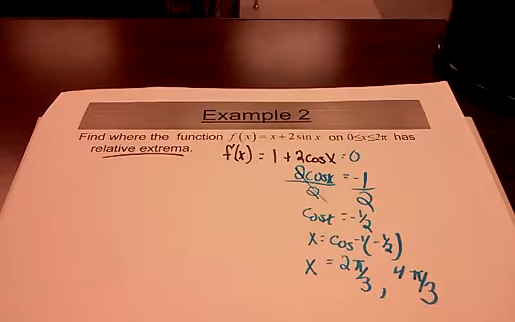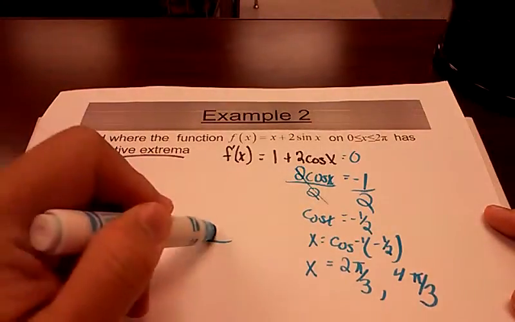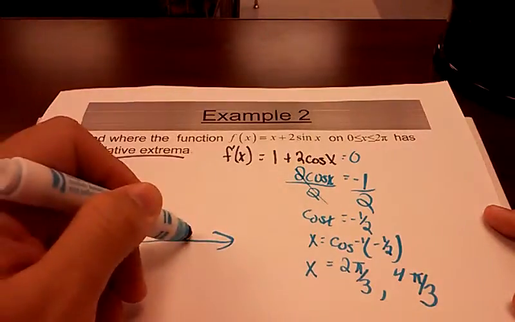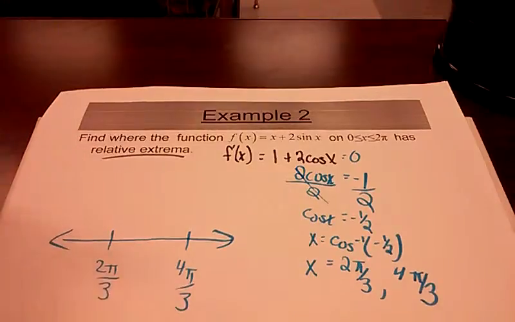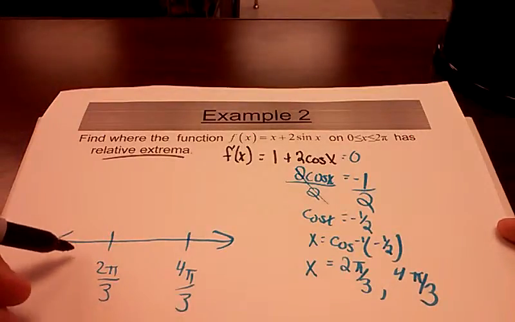All right, now that I've got my critical numbers, I'm going to draw me a sign chart, and I'm going to put these two values on there. So I'm going to put 2 pi over 3 and 4 pi over 3. All right, now I'm going to pick values on these intervals to determine what the value of the derivative is. So the easiest number to pick to the left of 2 pi over 3 is just 0.